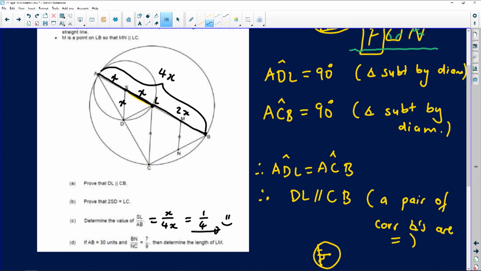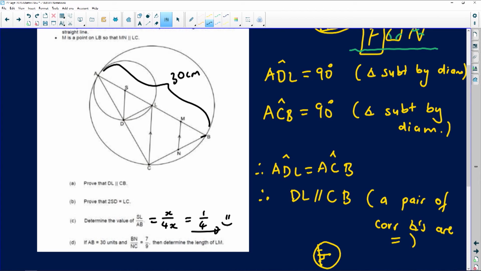All right, last question says to us that if AB is equal to 30 units, allow me to remove everything now so that we can see where the analysis is going. So we are told that AB is equal to 30. If AB is equal to 30, what do we know? Well, if the whole thing here is simply 30 centimeters, we've got a numerical value now. They want us to find BN divided by NC.